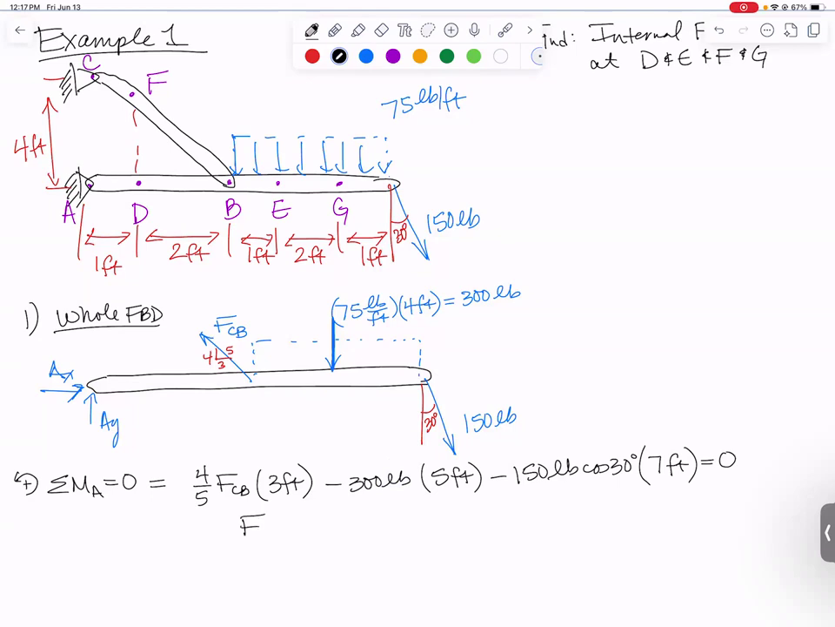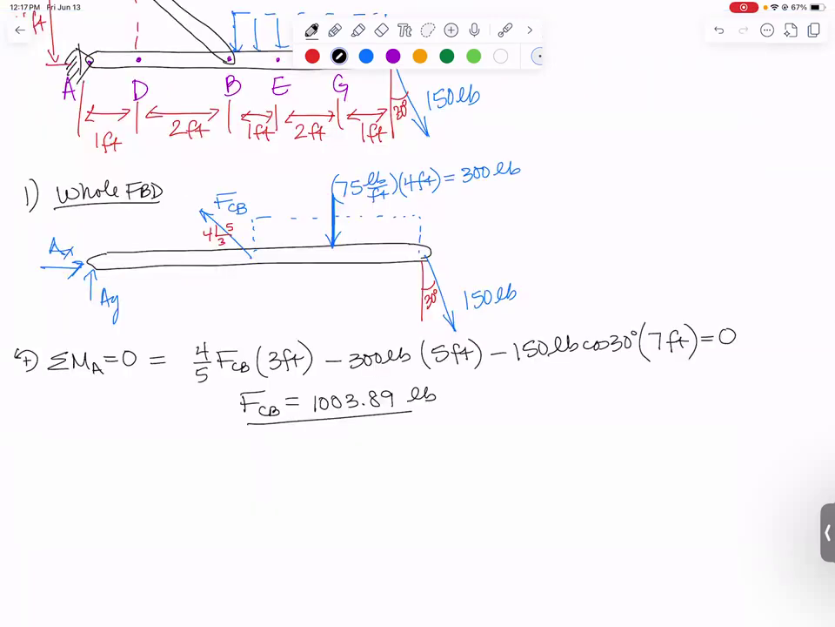We can solve for FCB, comes out to be 1,003.89 pounds. Now, I would not leave a final answer that way. That's way too many significant figures, but I want to keep that number for when I use it later on so I don't accumulate much rounding error. Now that I found that, I can sum forces in the X and Y direction to get AX and AY.